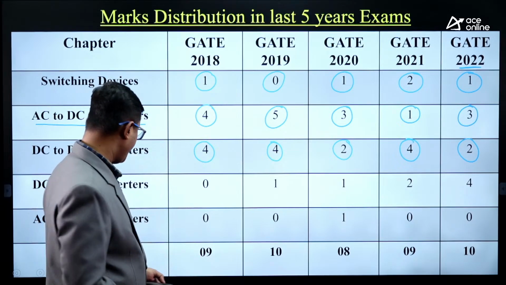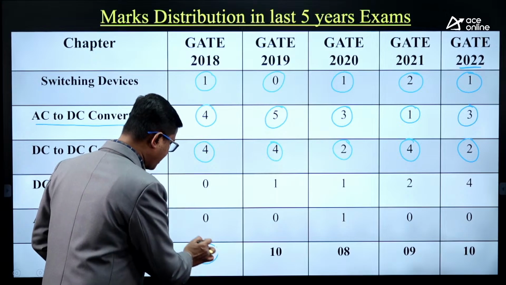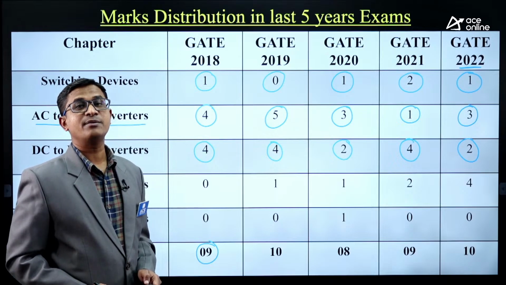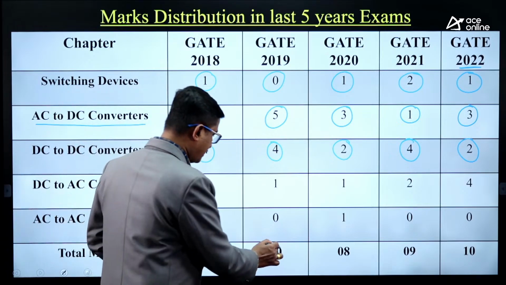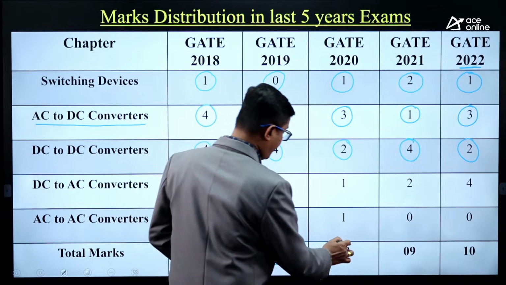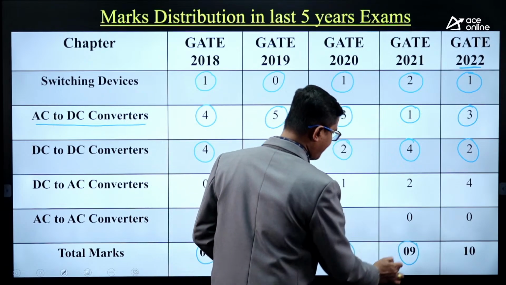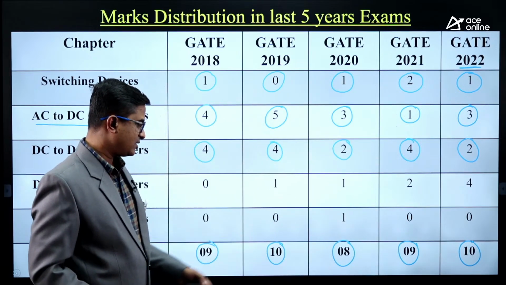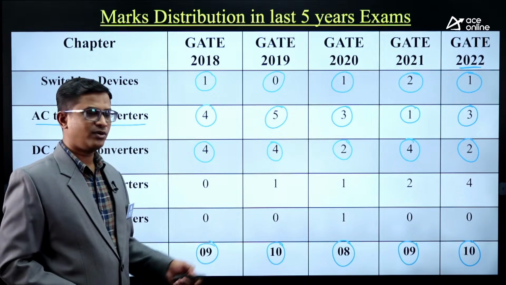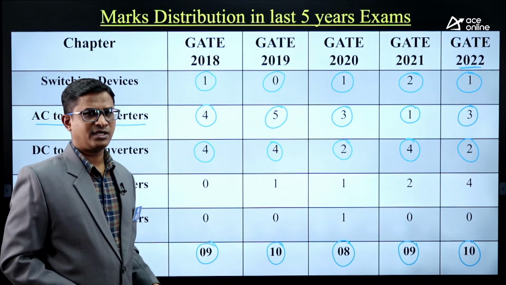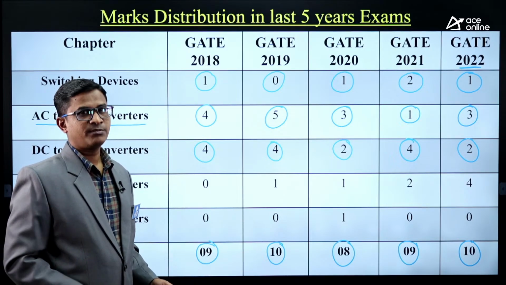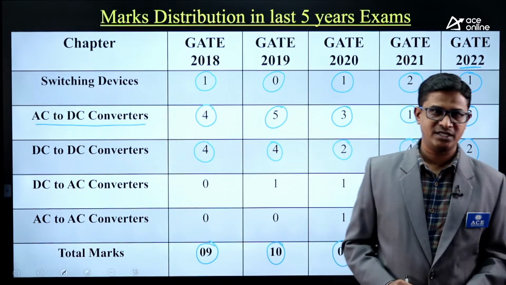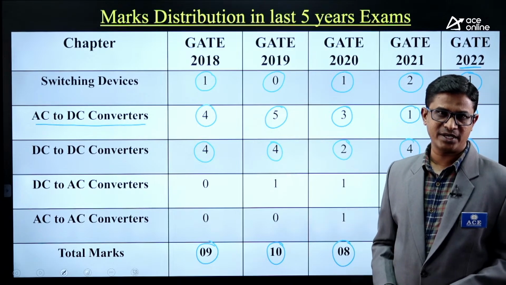So if you check the total marks, in GATE 2018 the power electronics total weightage was 9 marks. 2019, 10 marks. 2020, 8 marks. 21, 9 marks. And 22, 10 marks. On an average, the weightage is around 9 to 10 marks in the last 5 years. But if you check the last 20 years, you will get around 9 to 12 marks on an average. So this is the rough idea I have given.